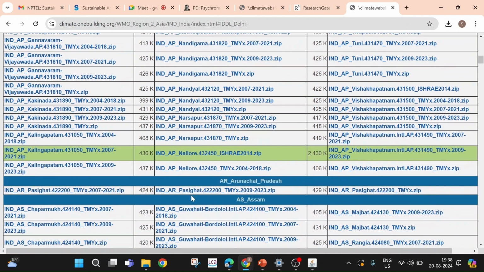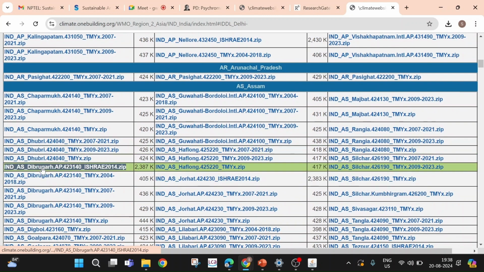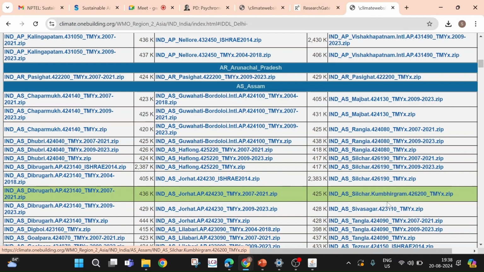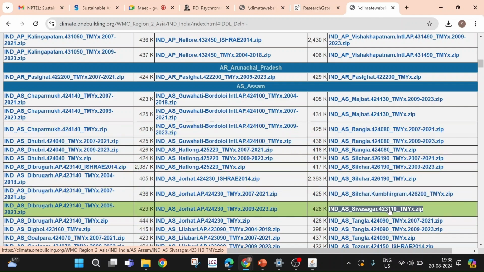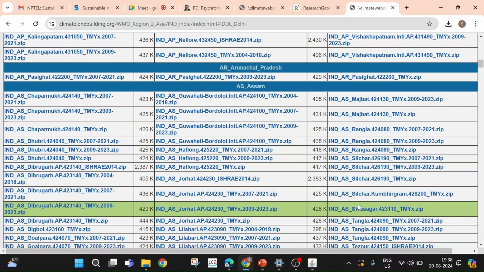Whenever you are downloading any of the weather data files of the region, like if you are from Assam, you are downloading for Dibrugarh or Jorhat, Silchar is an area in Assam. You just need to download the file, and in this zip file there will be the EPW file which you have to extract.